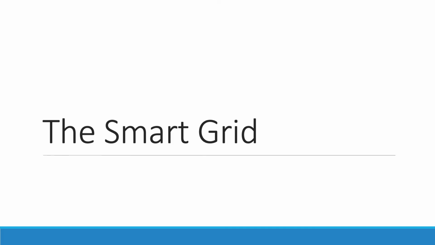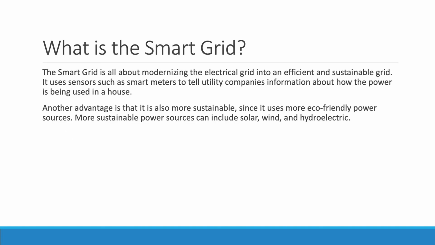The smart grid is all about modernizing the electrical grid into an efficient and sustainable grid. It uses sensors, such as smart meters, to tell utility companies information about how the power is being used in a house. Another advantage is that it is also more sustainable, since it uses more eco-friendly power sources. More sustainable power sources can include solar, wind, and hydroelectric power.